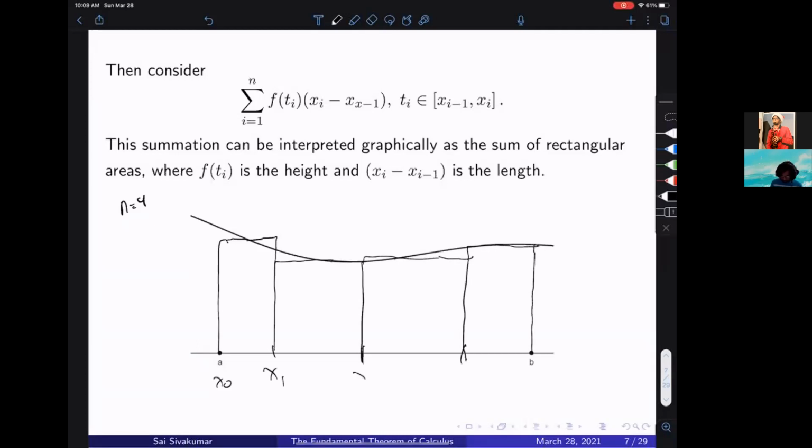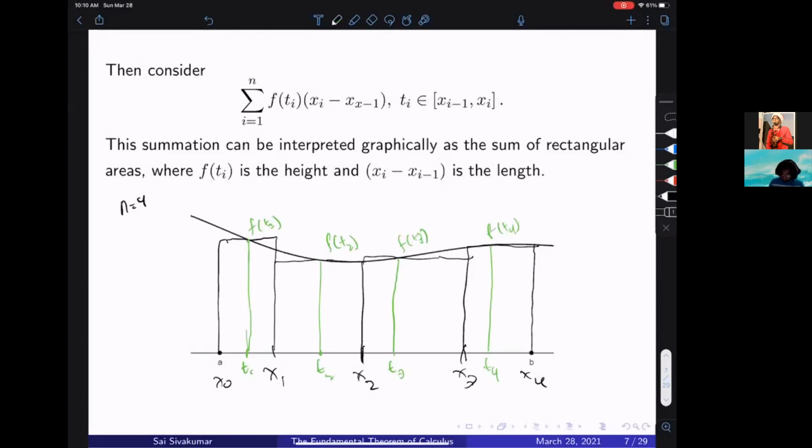So this is x0, x1, x2, x3, x4. And in the sum, we have this f of ti, where ti is in the subinterval. So we do this for every single one. Here, this is t1, and this thing here is f of t1. Similarly, over here, this is t2, f of t2. Over here, t3. It doesn't really matter where these t's are; they're just in the subinterval. This is t4. So this is f of t3, f of t4.